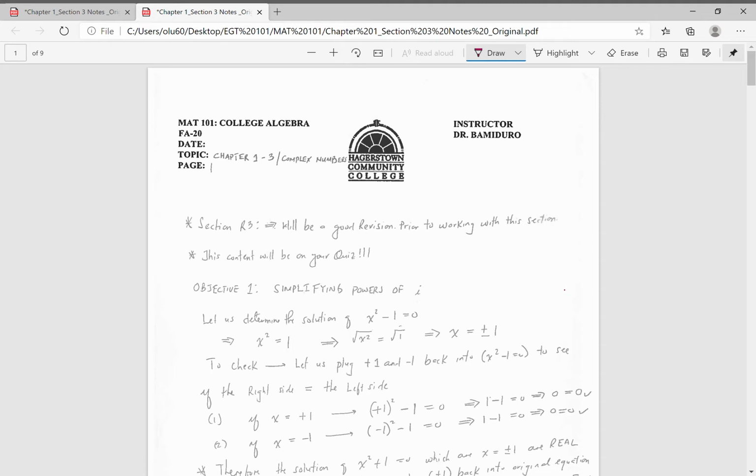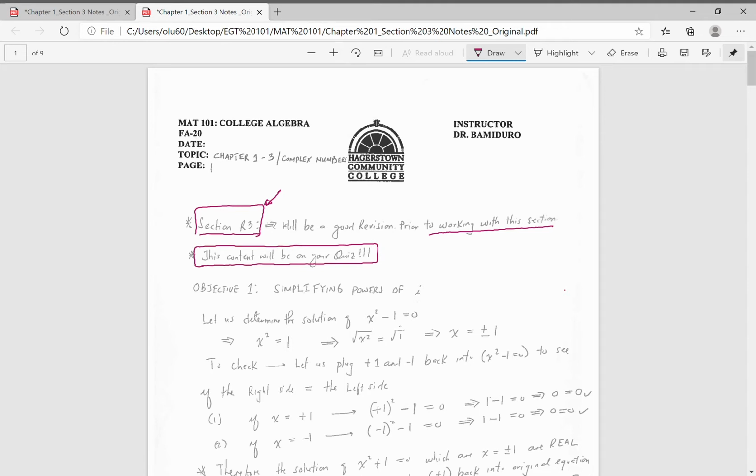So before we even jump into complex numbers, I would just encourage you to go over the Section 3 revision, because that would typically give you a good overview as we move into working in this section. Again, please go over R3. I have a video uploaded dealing with section R3. And complex numbers will be on your quiz.